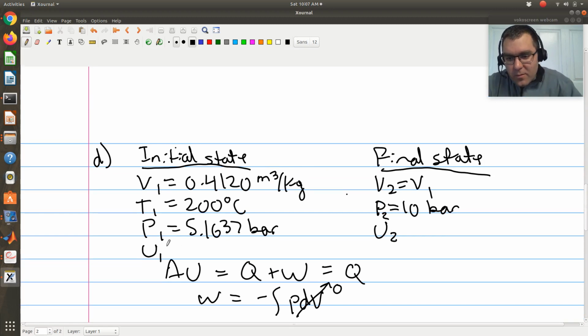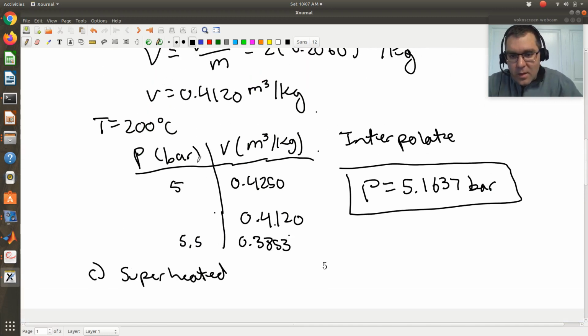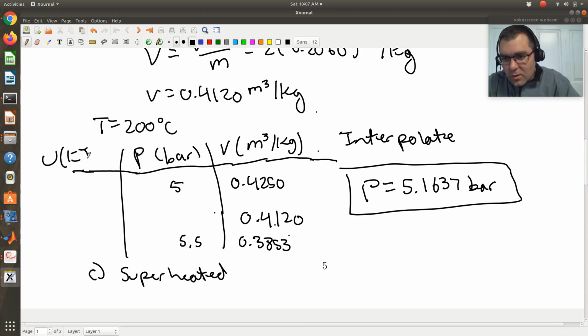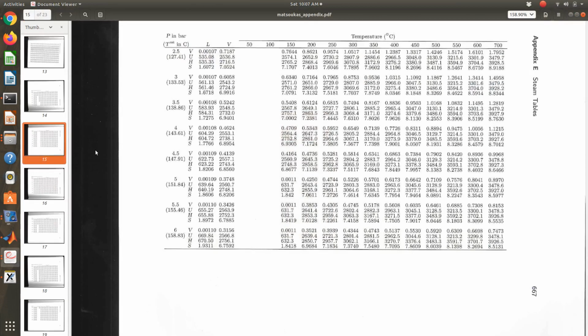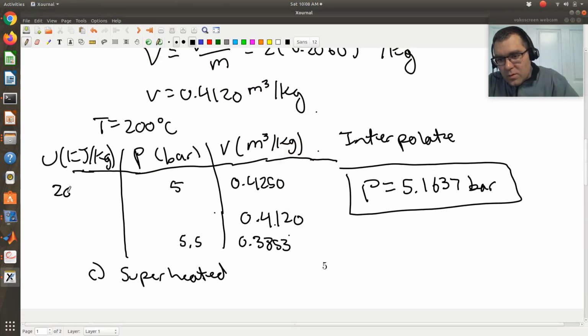So what I'm going to do first is get the internal energy in my initial state. I'm just going to expand this, and I can write it off to the left here. Let's get U, and let's set up our interpolation at the same time, since I already have the data set up to do so. So U, which is in kilojoules per kilogram, at 200 degrees C and 5 bar is 2643.4.